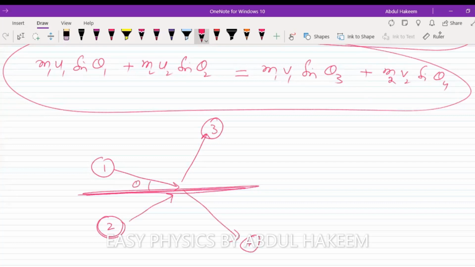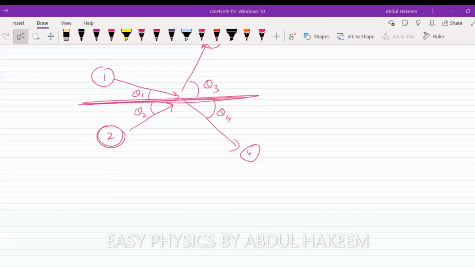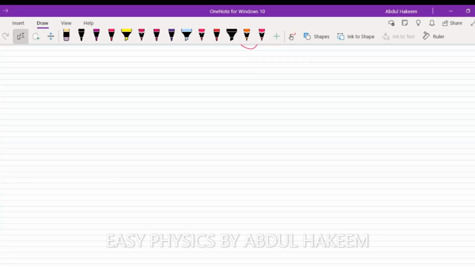This angle is θ1. This angle is θ2. This angle is θ3. This angle is θ4. So we have to follow this rule. Okay, next is the force, density, and the pressure.